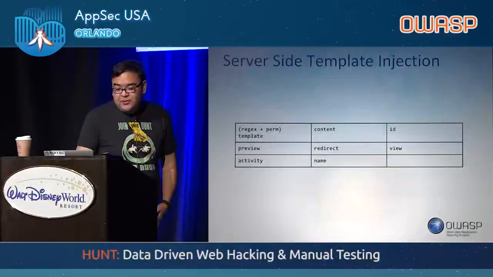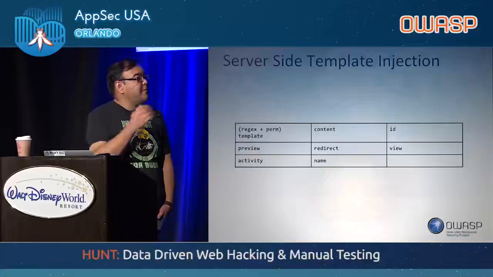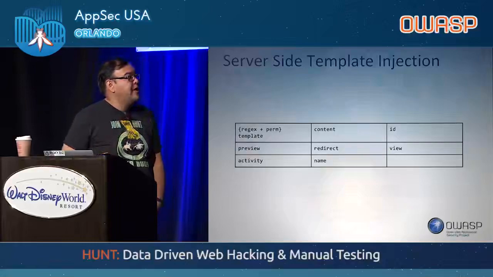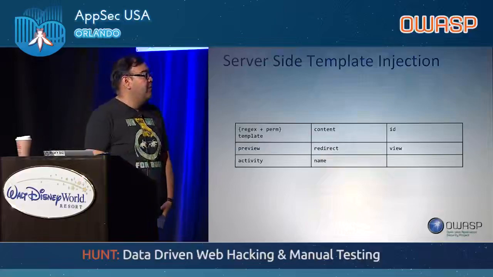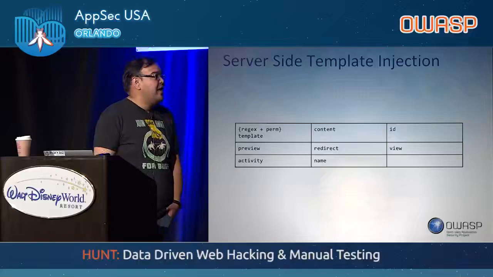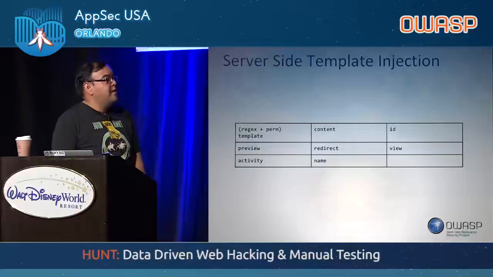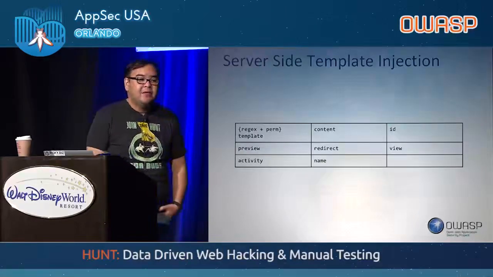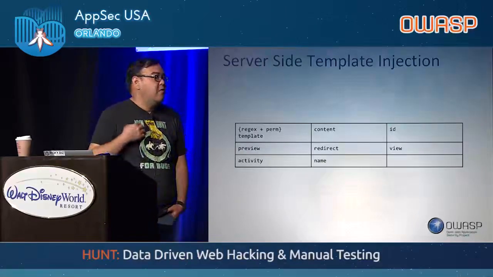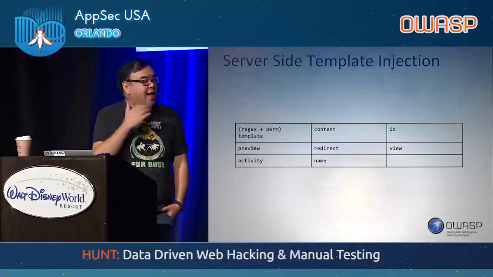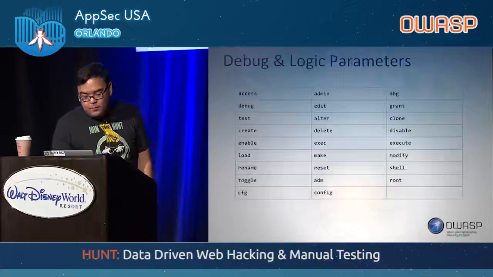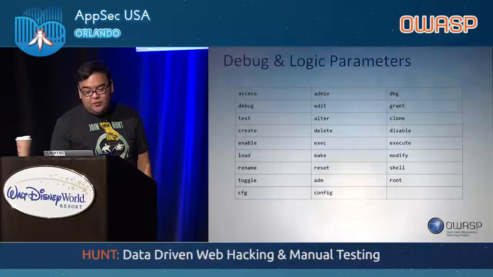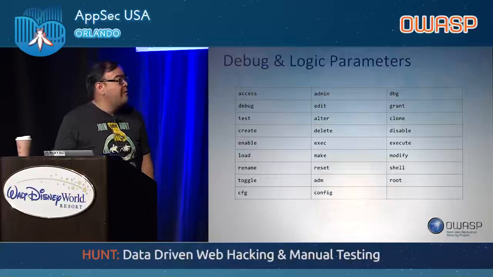Here's an interesting one, server-side template injection, a relatively new vulnerability class compared to the classics like SQL injection. If you see the parameter names template, content ID, preview, these are usually going to come up with server-side template injection, some kind of templating engine on the back end, whether it's PHP, Python, stuff like that. It'll end up using these parameter names. And just for funsies, we threw in some debug and logic parameters.